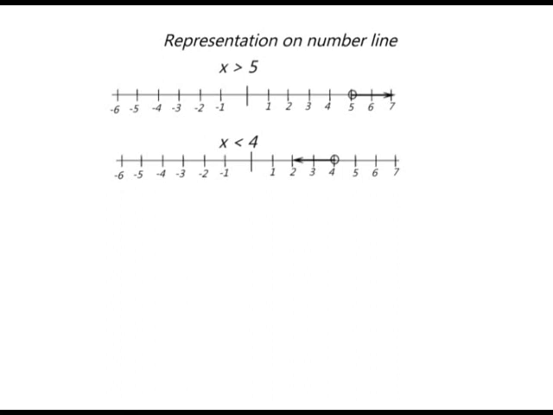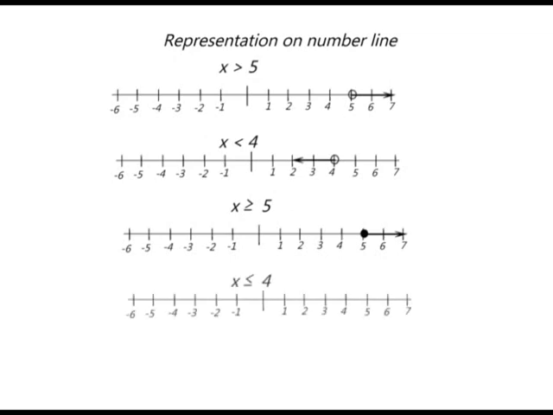Now consider x greater or equal to 5. This means that x includes all numbers from 5 and more. 5 is also part of the solution. So when we circle that, we also shade it to indicate that it is part of the solution. For x less than 4, it is represented like this.